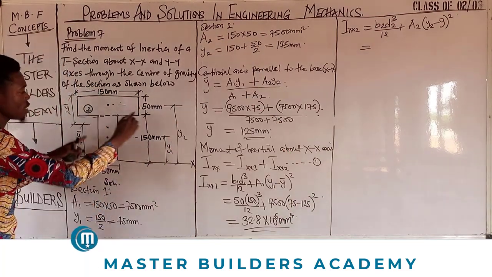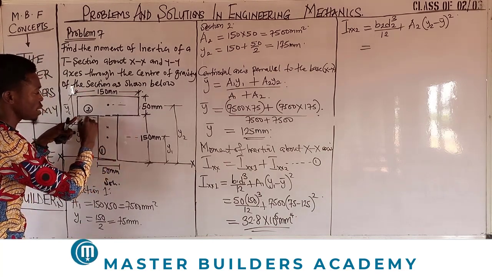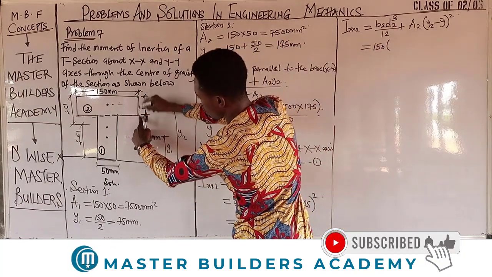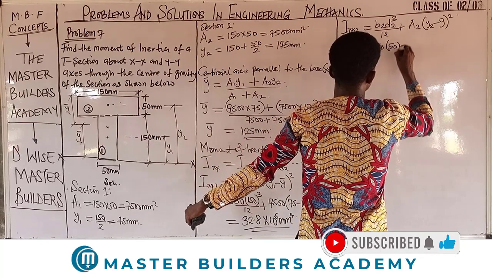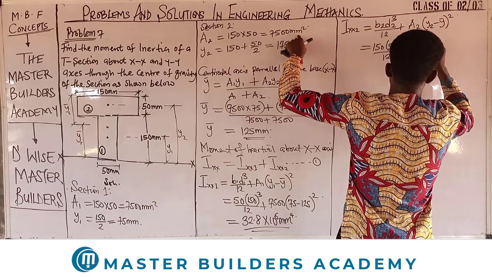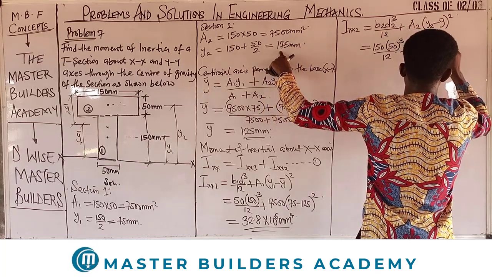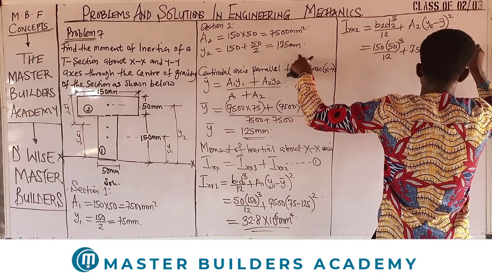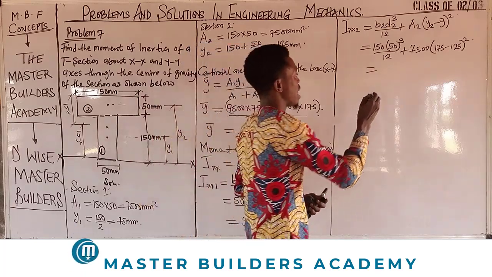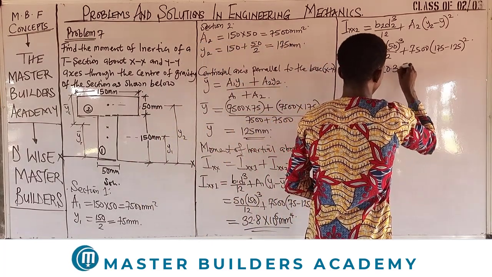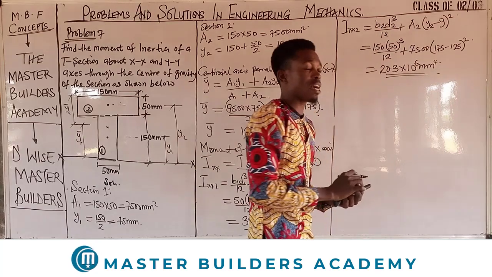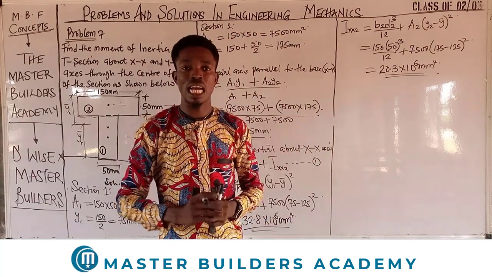Now, when we come here for section 2, this is the horizontal distance, because I told you before B is the horizontal distance, which is 150. And the vertical distance of this section is 50 cubed, all over 12, plus area 2 is 7,500 into Y2 is 175 minus 125, all to the power of 2. If we multiply this and simplify, our answer would be 20.3 times 10 raised to the power of 6 mm to the power of 4. This is the answer to the moment of inertia for section 2.